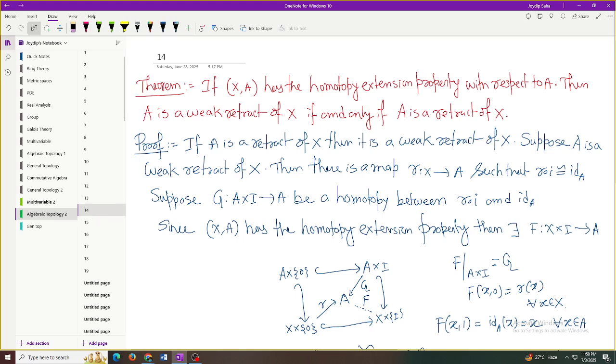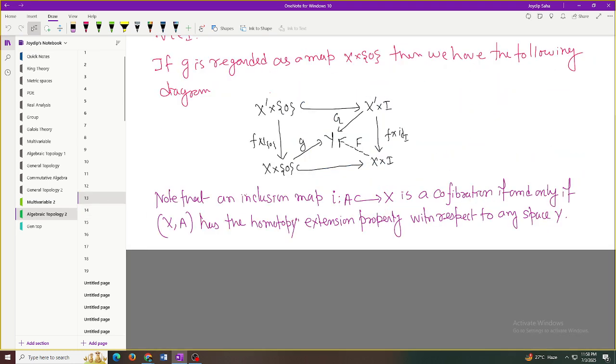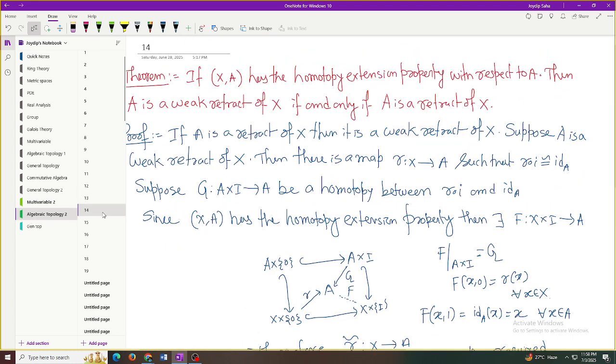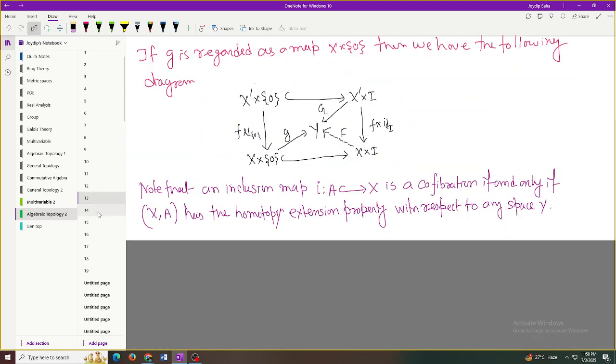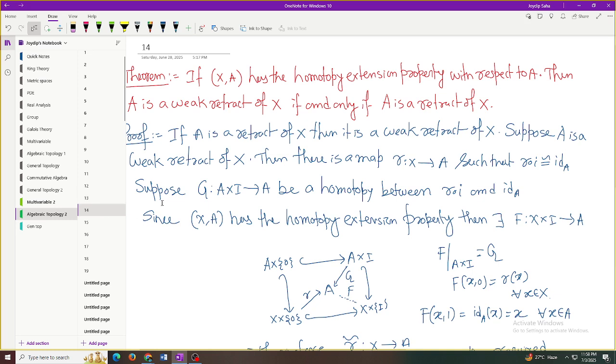Go to the theorem. X has the homotopy extension property with respect to A, then A is a weak retract if and only if A is a retract. Okay. Now what is a weak retract? It has a right homotopy inverse. What is the weak retract? Left homotopy inverse, sorry. Left homotopy inverse.